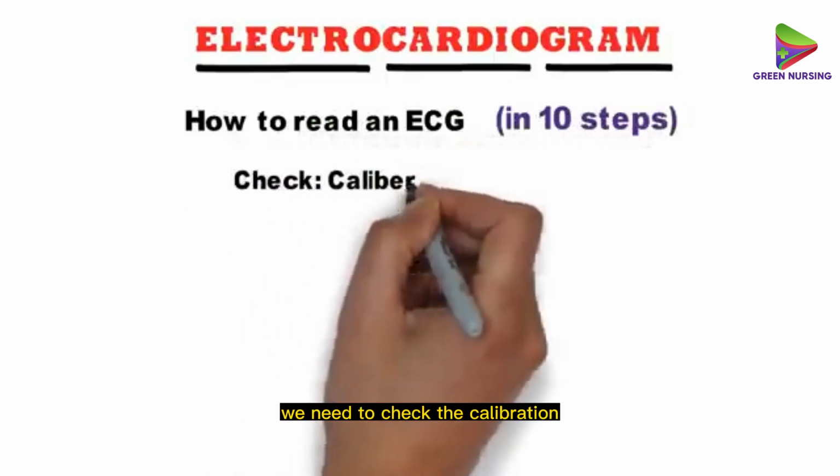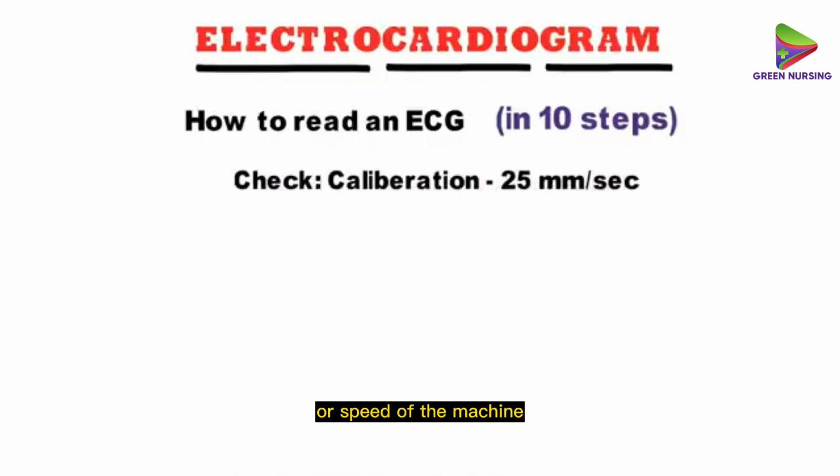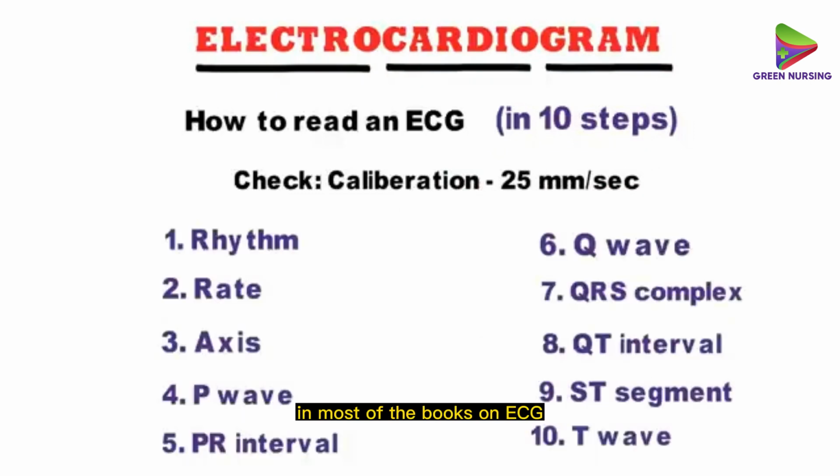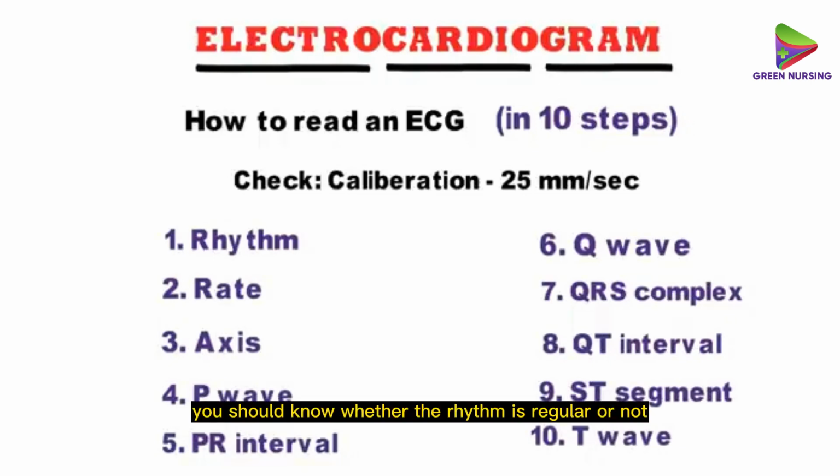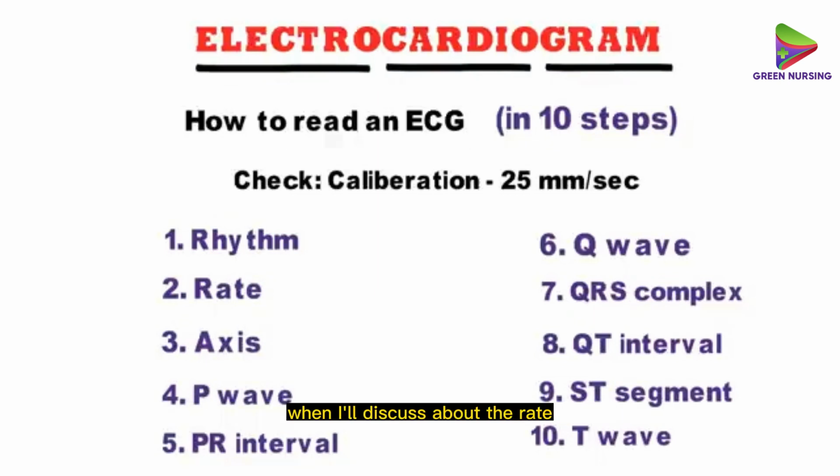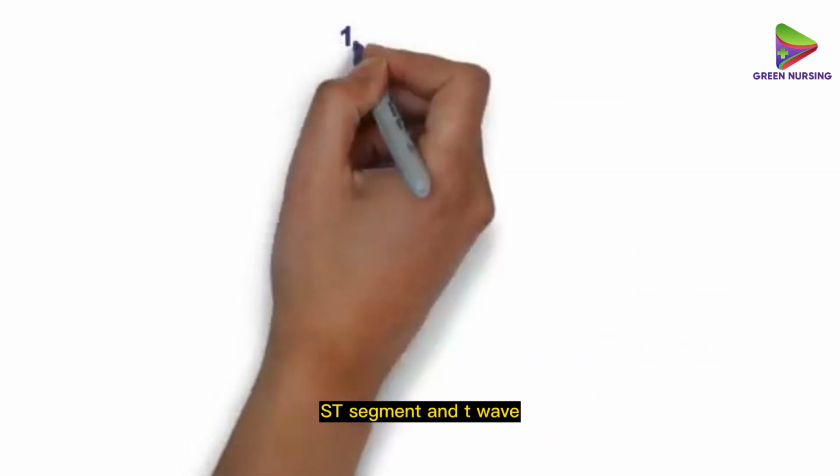Before that, we need to check the calibration or speed of the machine, which is normally set at 25 millimeters per second. In most of the books on ECG, the first step is to calculate rate. But you should know whether the rhythm is regular or not. I'll tell you the reason why when I discuss the rate. So we will discuss the ECG interpretation in this manner: rhythm, rate, axis, P wave, PR interval, Q wave, QRS complex, QT interval, ST segment and T wave.